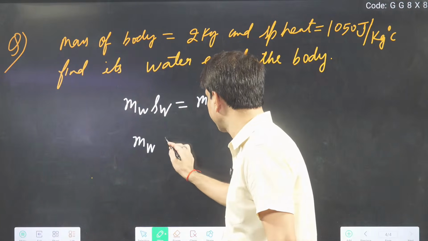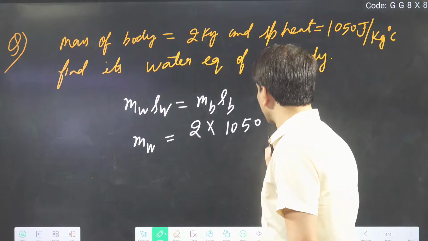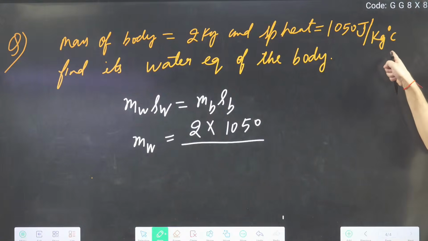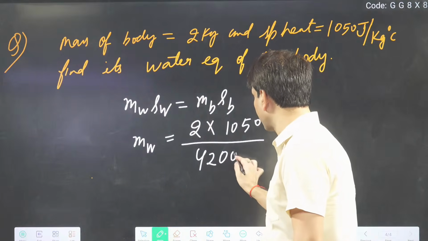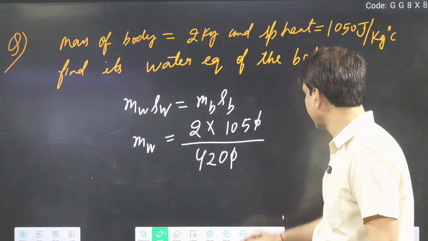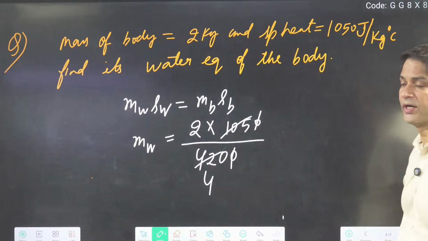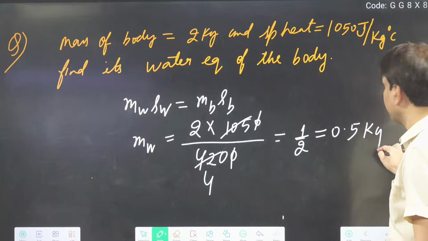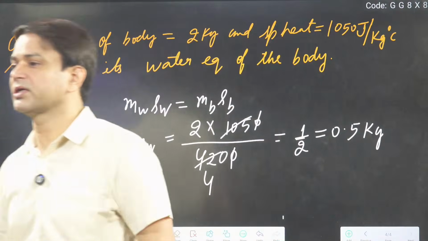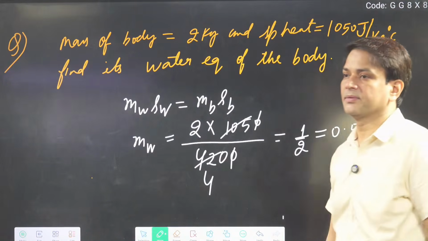So MW: mass of the body I gave 2 kg, specific heat I gave 1050. Now in which unit do I put the specific heat? Joule per kg degree C. So SW also I have to put in that unit, and in that unit the SW is 4200. Now the zeros cancel out, 105 fours are 420. Then we got 1 by 2, which means 0.5. Which unit? Kg, because I am following the SI unit. So the water equivalent we got is 0.5 kg. Completed.